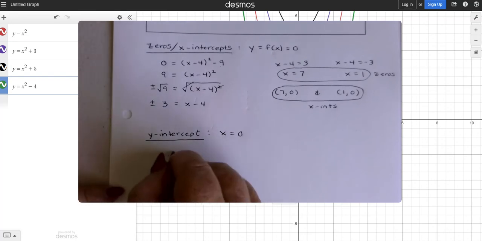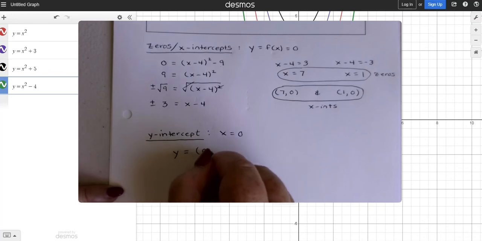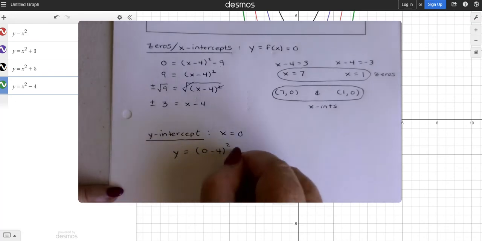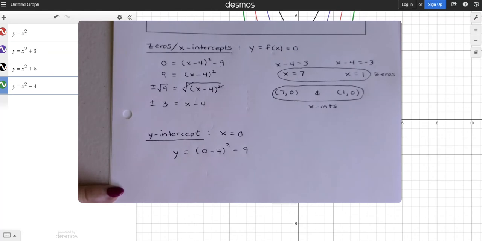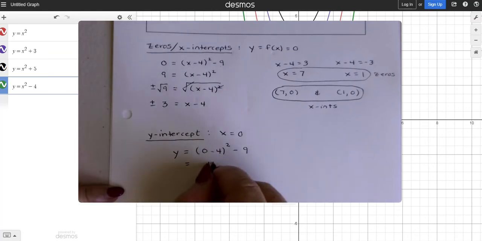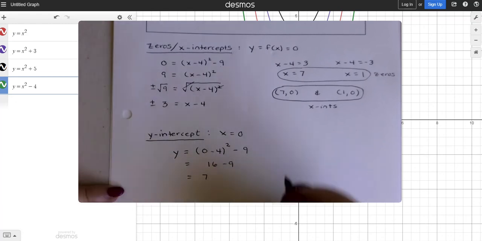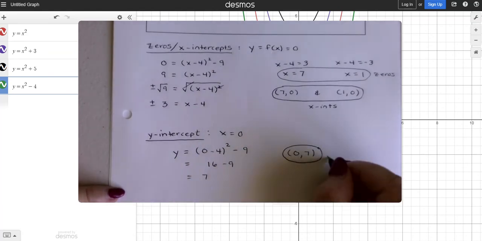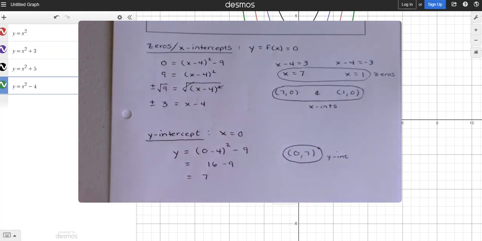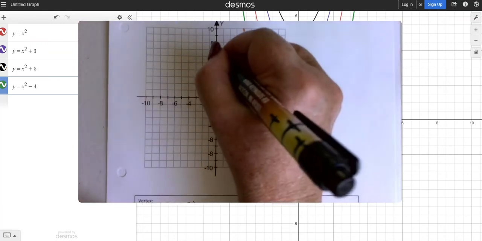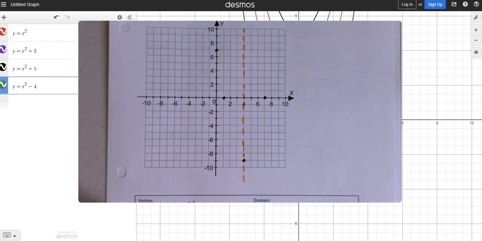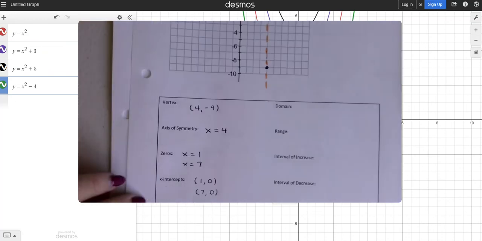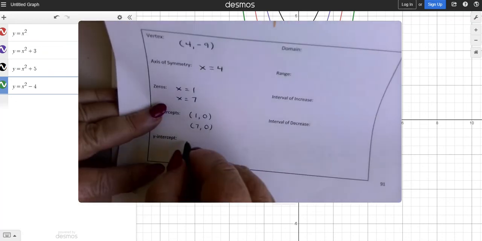So f of x or y would be 0 minus 4 squared minus 9. Negative 4 squared would be 16 minus 9, which is 7. And my y-intercept is (0, 7). So I'm going to add that to my graph. (0, 7) right there. And I can add it to my list as well. My y-intercept is (0, 7).